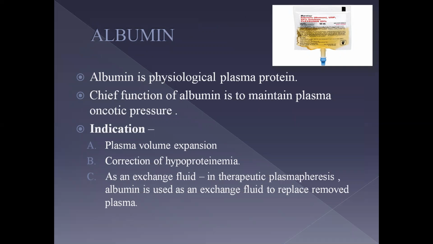First is albumin. Albumin is a physiological plasma protein. The chief function of albumin is to maintain oncotic pressure. Now we'll see the indications. First, plasma volume expansion. Correction of hypoproteinemia. As an exchange fluid, in therapeutic plasmapheresis, albumin is used as an exchange fluid to replace or remove the plasma.